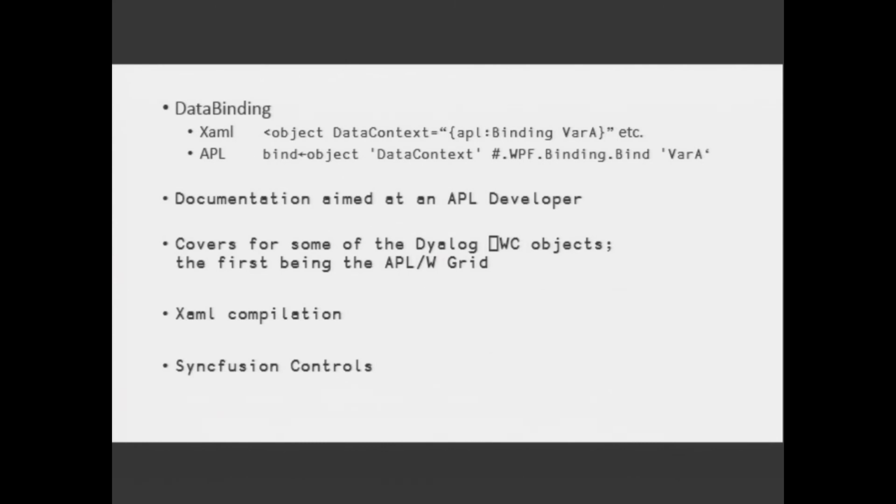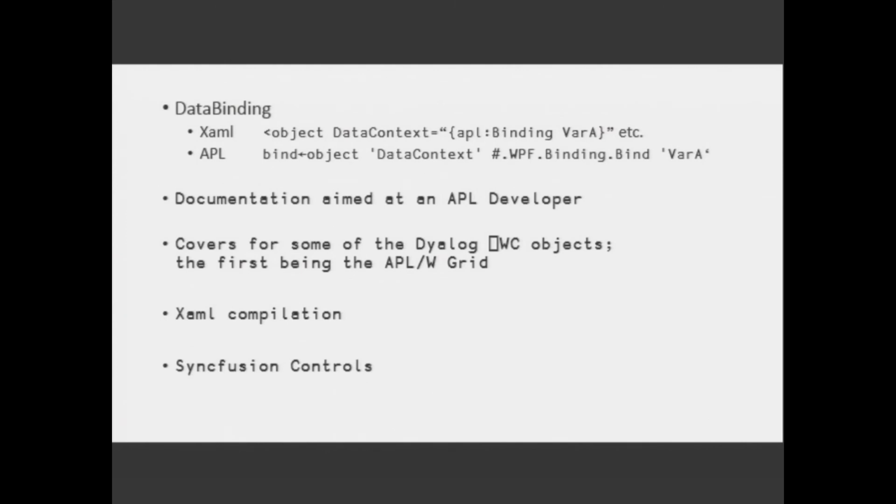I'm supposed to be working on some documentation that's aimed at an APL developer. Everything I'm doing is trying to make it APL friendly. So I'm starting at the WC end and working towards WPF, rather than saying, this is how wonderful WPF is. You all know how wonderful it is, but we've got to get there. And I've also, because of that, because of 2010, I'm actually working my way through the properties and methods of the APLW grid.